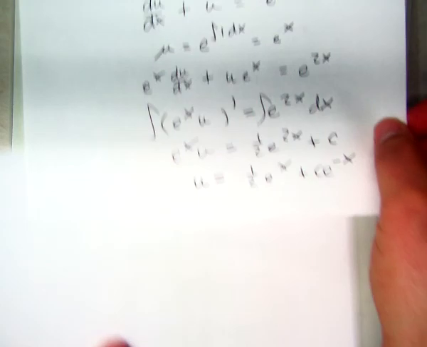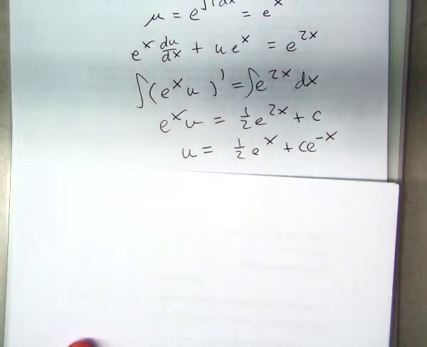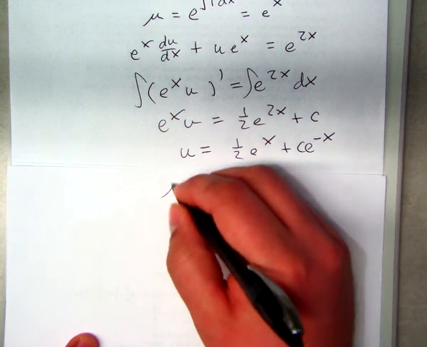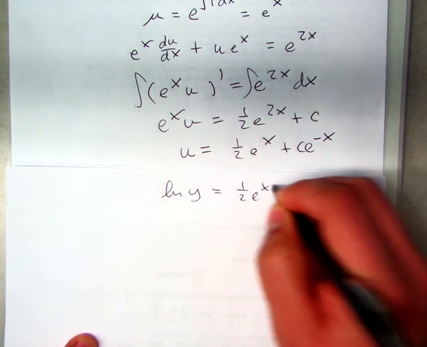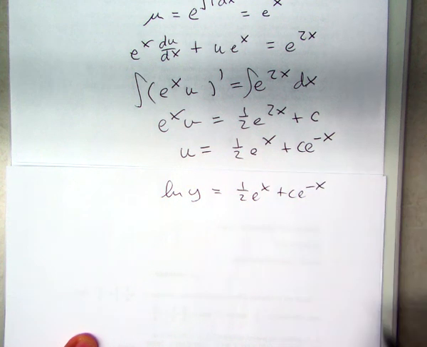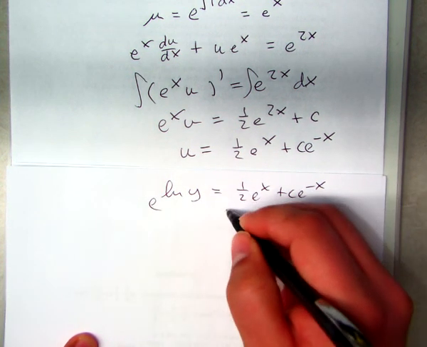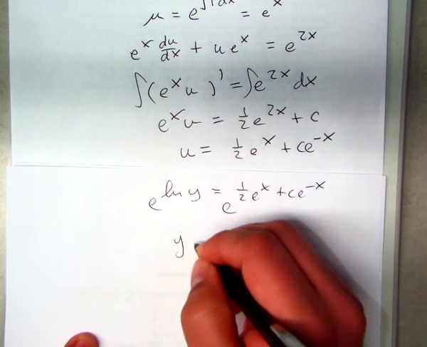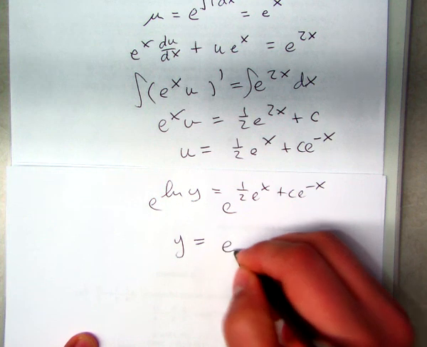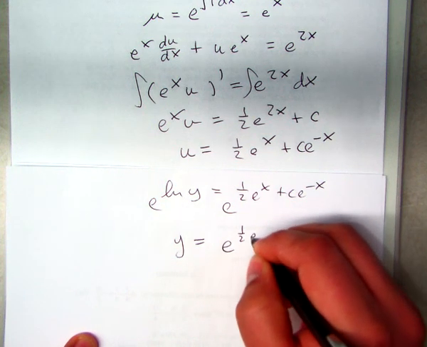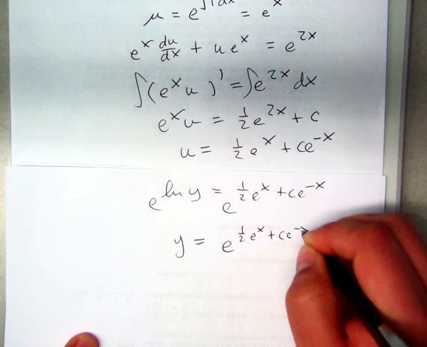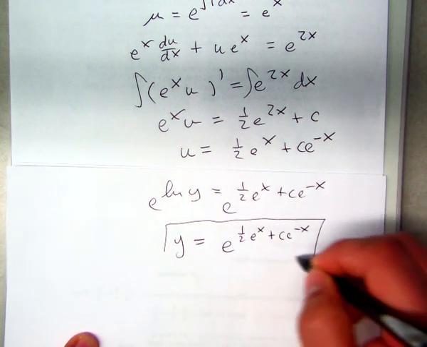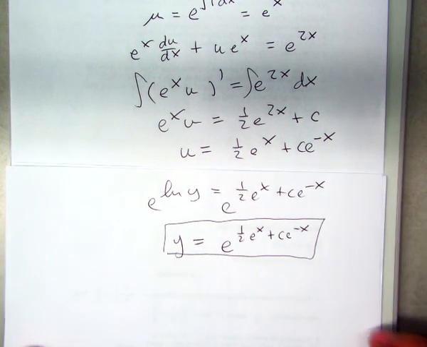This one isn't too bad to go ahead and solve for y explicitly, because we get natural log of y equals 1/2 e to the x plus c e to the minus x, and then if we exponentiate both sides, we get y equals e to the (1/2 e to the x plus c e to the minus x). Okay.